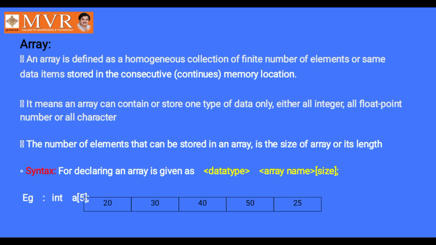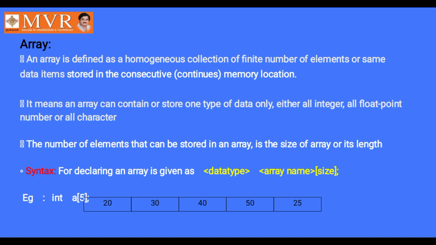Now coming to the concept of arrays. In this searching I am going to explain arrays because everything is related to arrays in the searching process. As we all know, an array is nothing but a homogeneous collection of similar data items stored in continuous memory locations. Once again, an array is nothing but a collection of similar data items stored in continuous memory locations.